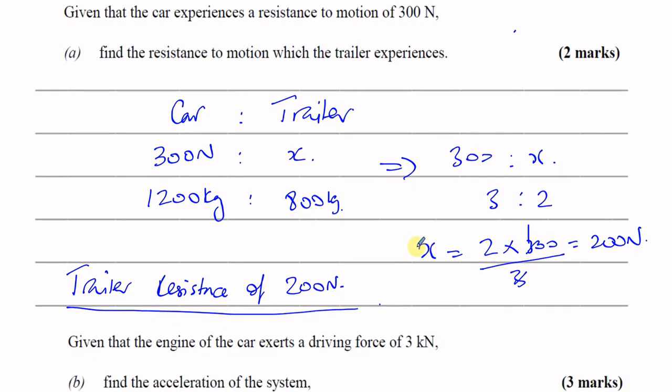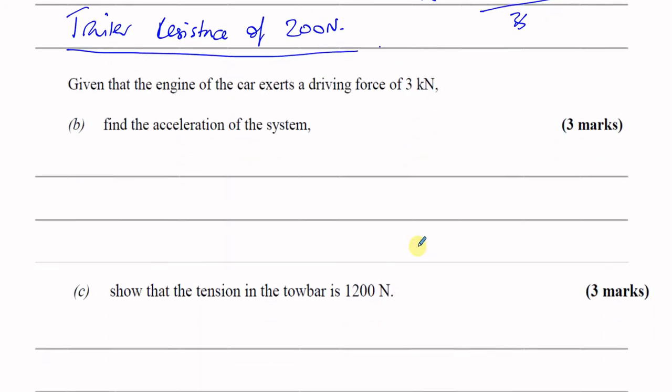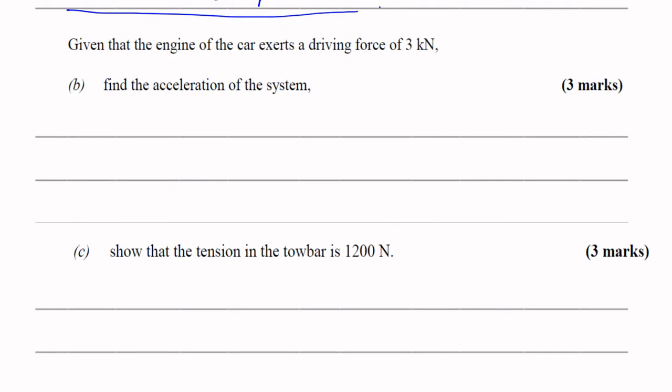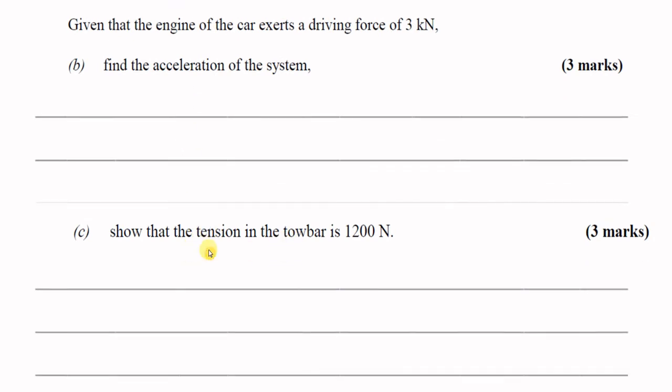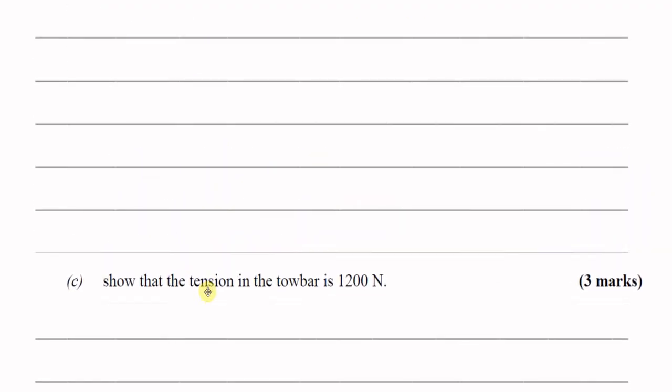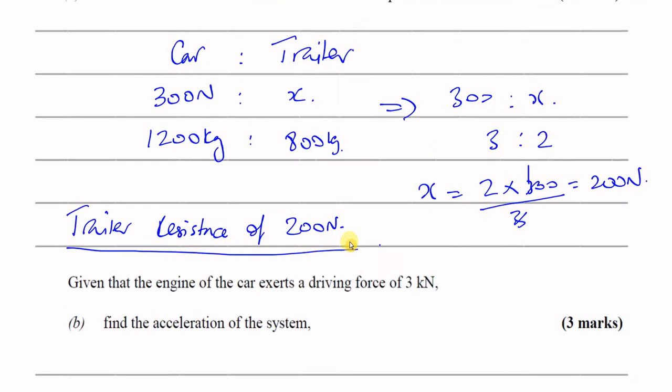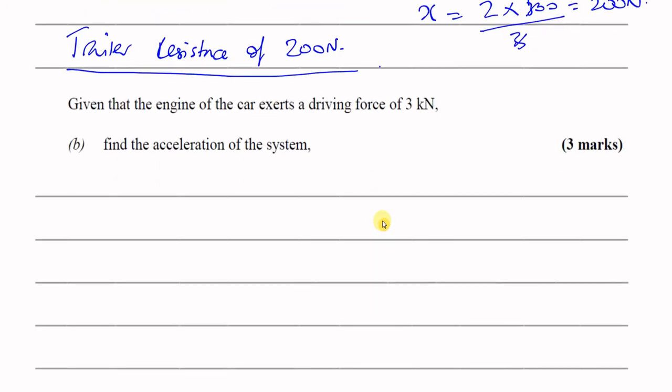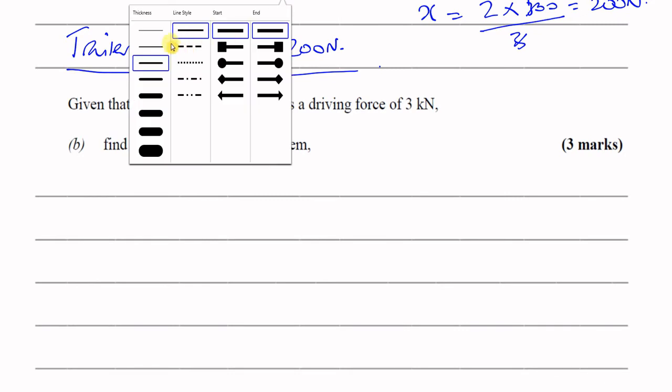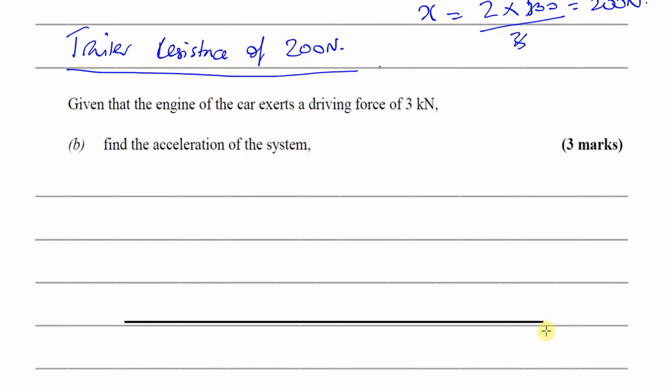Given that the engine of the car exerts a driving force of 3 kilonewtons, find the acceleration of the system and show that the tension in the tow bar is 1200 newtons. So what I need to do is make a clear diagram showing all the forces acting on this system. I'll try and do it neatly with this pencil, or my version of a pencil, and a ruler.